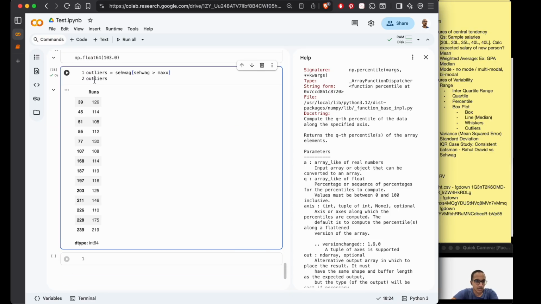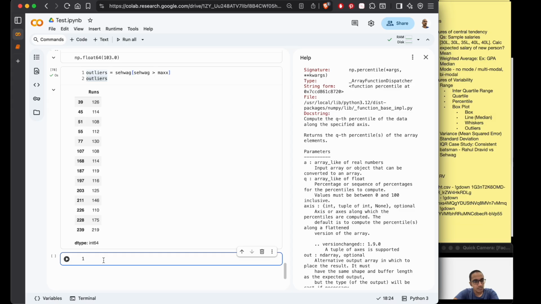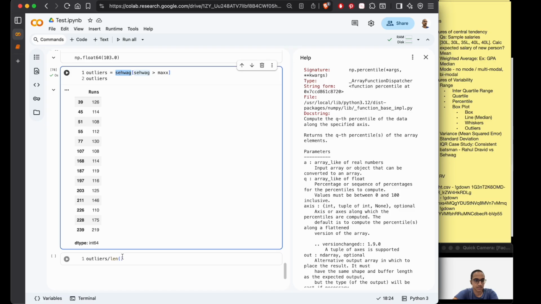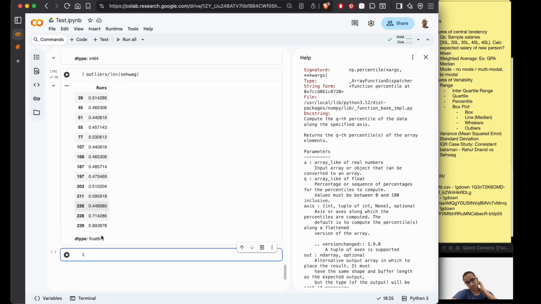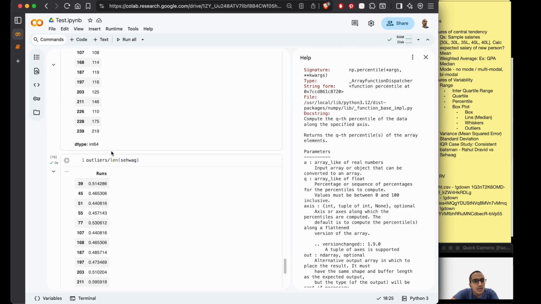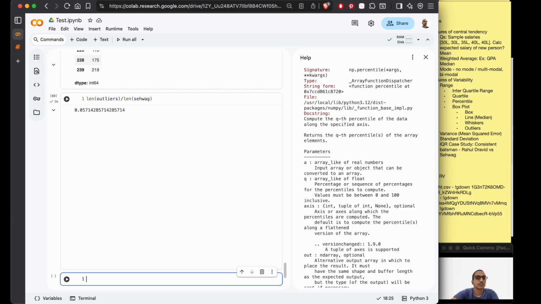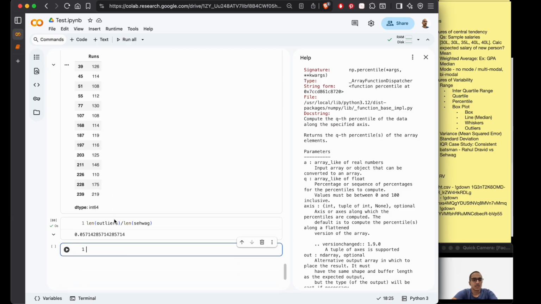So all we have to do is calculate the percentage of outliers. So total outliers by total number of data points in this data set. This will give us, so length of the outliers, this will give us around 0.57.